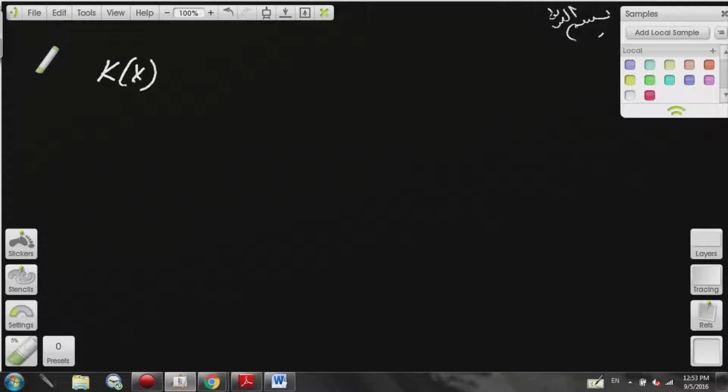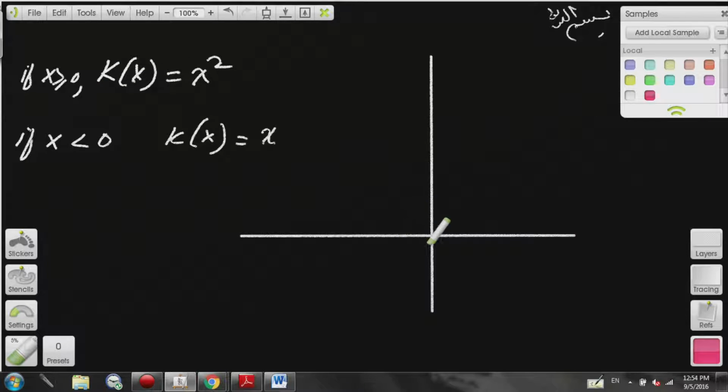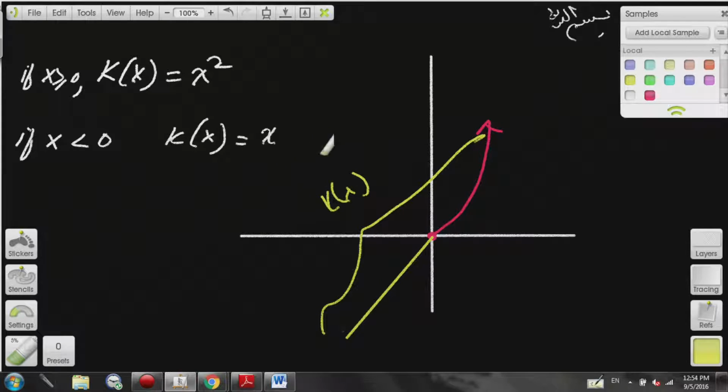But I'm going to define it. If x is greater than or equal to 0, then k of x is x squared. Okay, and if x is less than 0, if it's a negative number, then k of x is x. Okay, so in this case, I said when x is greater than or equal to 0, k of x is going to be behaving like this. And when x is less than 0, for this domain, the function is this. And that's a line, actually, like that. So here's the composite of this. All of this is k of x, but I use two different functions to define this.